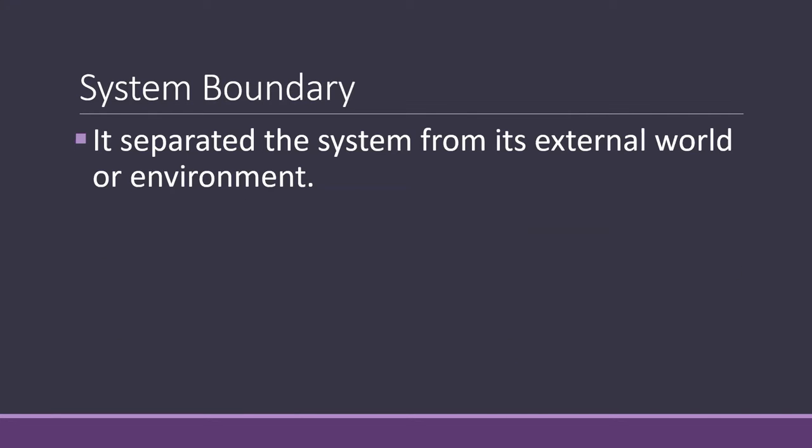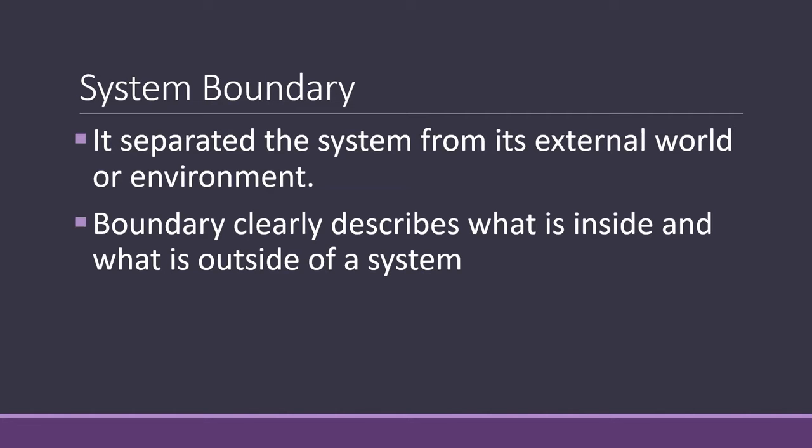The next component which we are going to discuss is the system boundary. A boundary is the outline which separates the system from its external world, from the inside of the system. The boundary clearly describes what is inside a system as well as what is outside a system. So we can use the system boundary to differentiate the inside and the outside of the system.